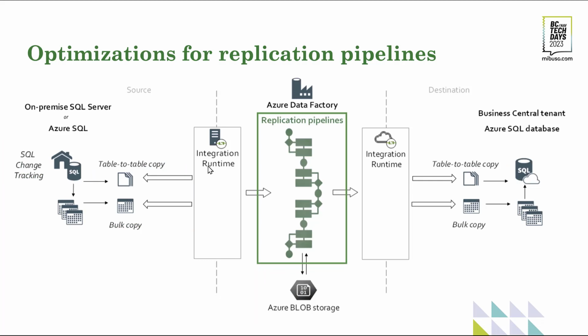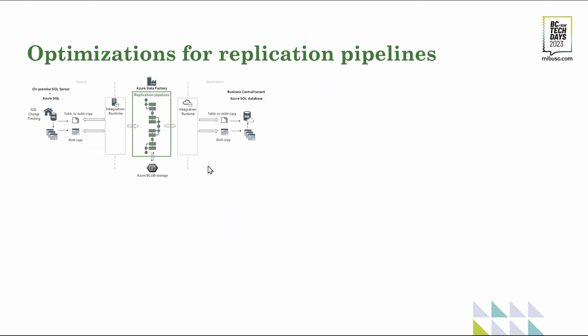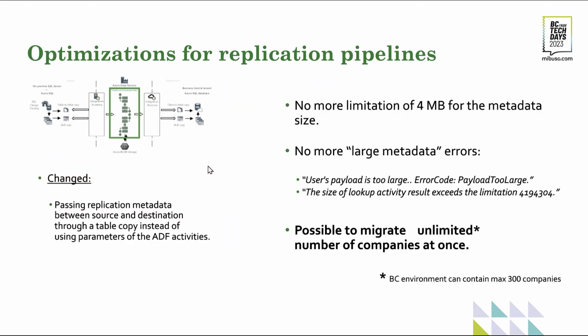Looking at the replication pipelines, we changed the way the replication metadata is passed between the source and the destination. Instead of using the Data Factory activities' input and output parameters, we now copy the metadata through a database table. And this allowed us to bypass the 4 megabyte Data Factory limitation on the activities' input and output. So it has become possible to replicate an unlimited number of tables in a single migration run.